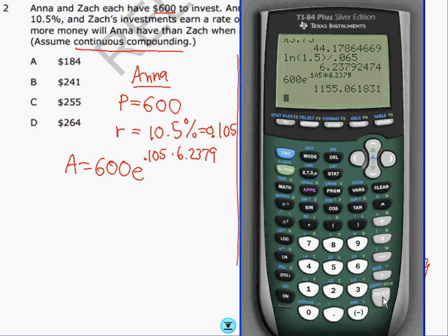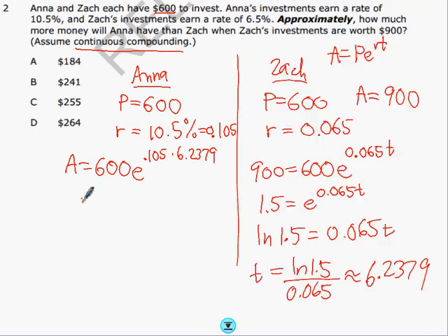She gets $1,155, about. So her account balance is about 1155. His is exactly 900, and therefore she has 1155 minus 900, $255 more.